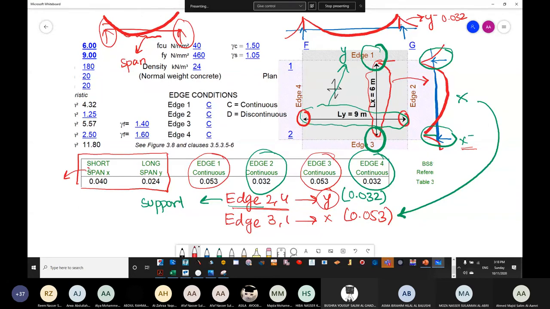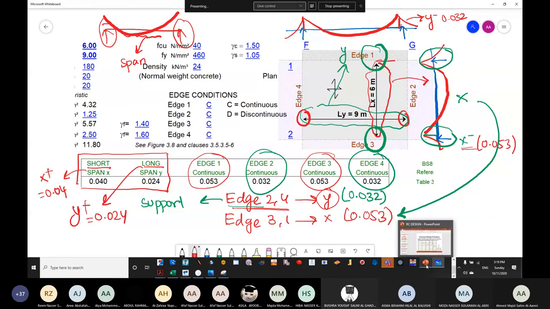So now, it says short, so we are referring to X. It says long, so we are referring to Y. Span is positive, so this is X positive and Y positive. X positive is 0.04. Y positive is 0.024. Now we have got four values: X positive, Y positive, Y negative, and X negative.